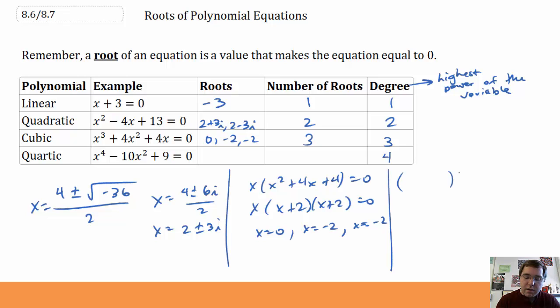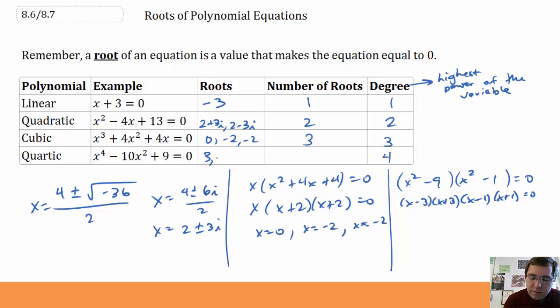Because there's no x cubed term, there's no x term, I can do it as x squared and x squared. Those multiply to give me the x to the 4th that I need. And then I can do negative 9 and negative 1. Now both of those are a difference of squares, so they're both factorable. x minus 3, x plus 3, x minus 1, x plus 1. What are my roots? They are 3, negative 3, 1, and negative 1.